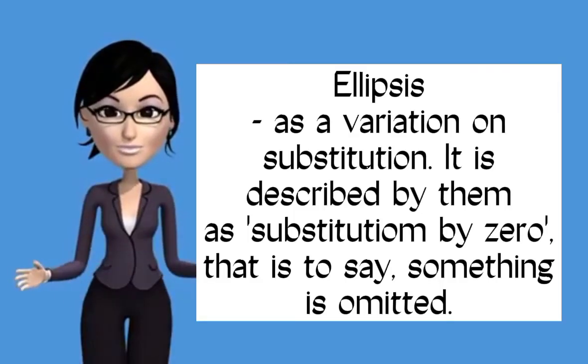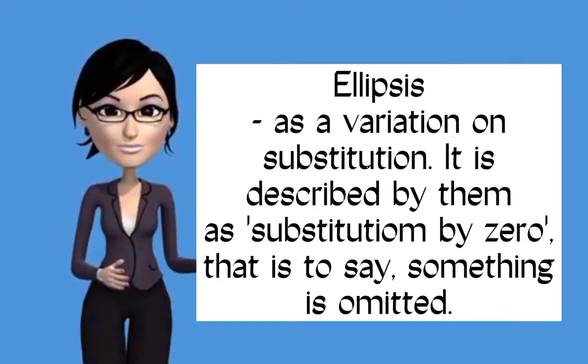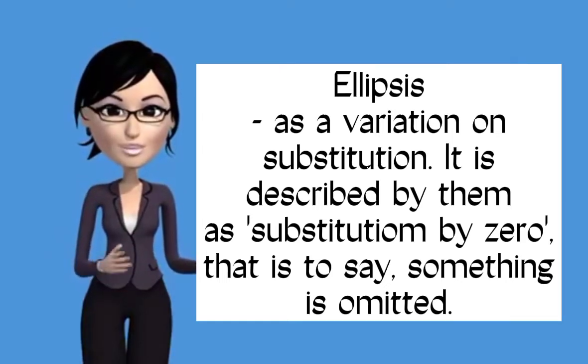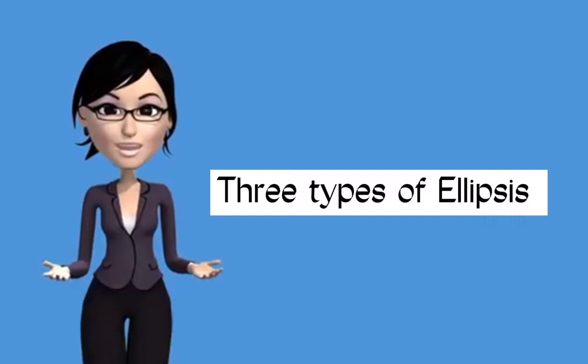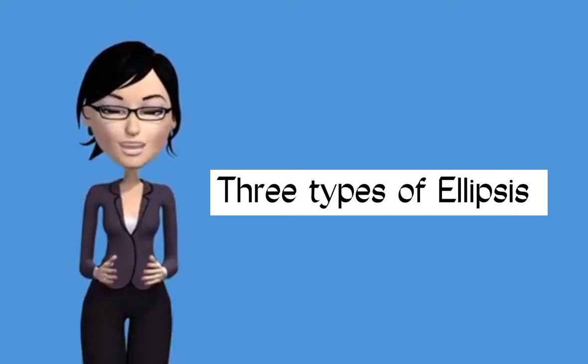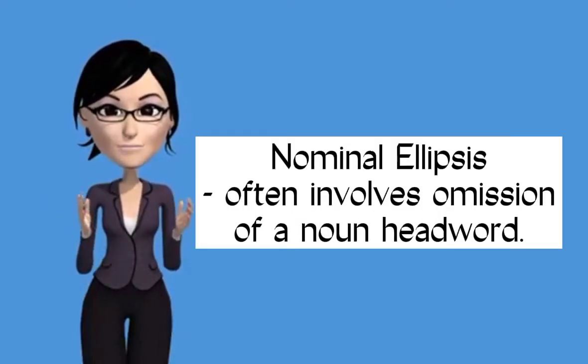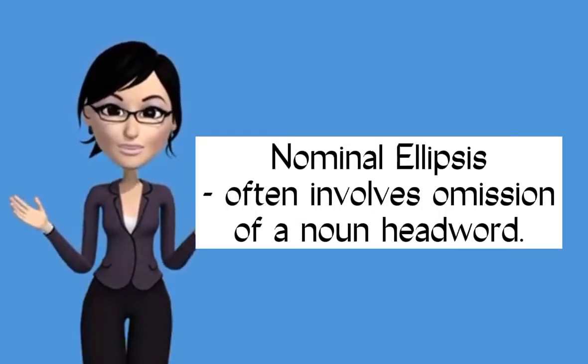Now, let's move on to ellipsis as a variation on substitution. It is described as substitution by zero, that is to say, something is omitted. There are three types of ellipsis. Firstly, we have nominal ellipsis. Nominal ellipsis often involves omission of a noun head word.